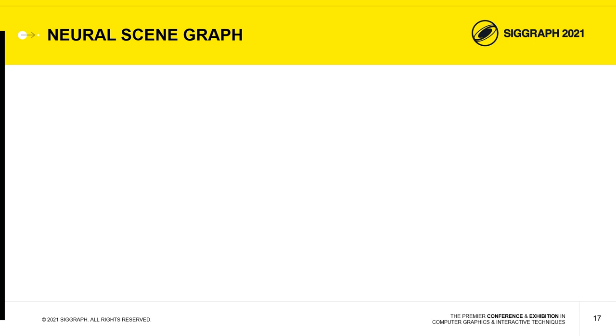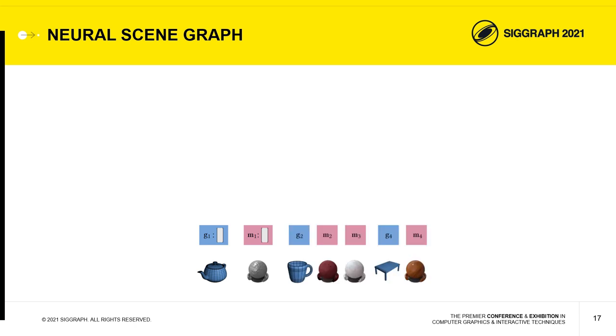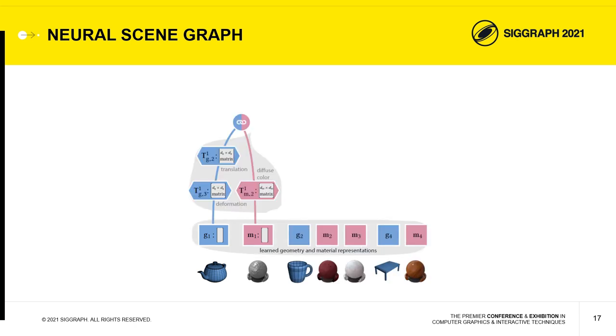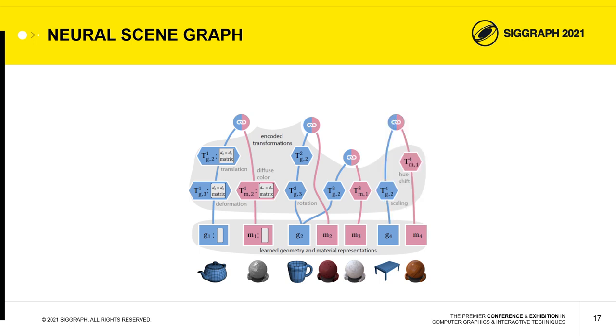Now, let's study the SIGGRAPH illustration a bit further. So, here we first have a geometry representation for the teapot, and then we can apply some nonlinear deformation to it and then translate it. Then for its material, we can change the diffuse color using another transformation, and then we assign it to the object with concatenation. Then we perform the same process for the other geometric objects and the materials.